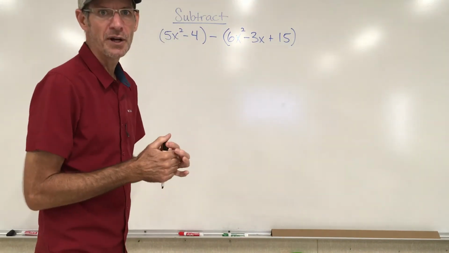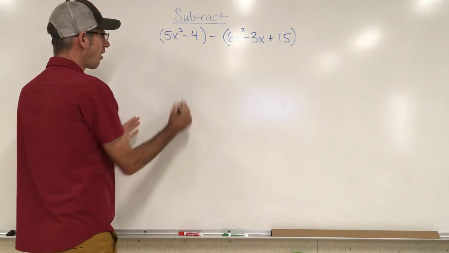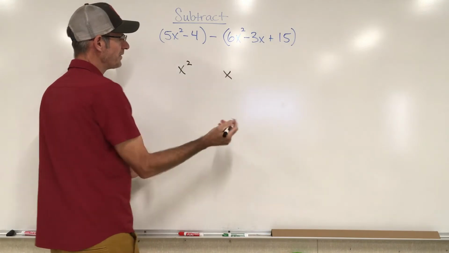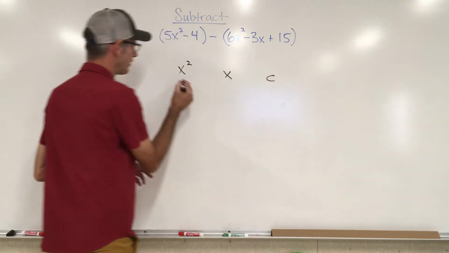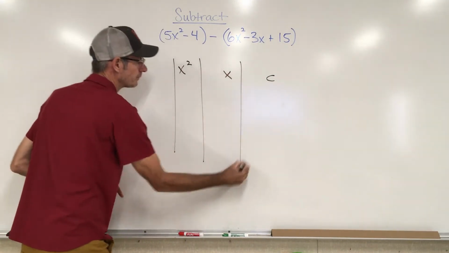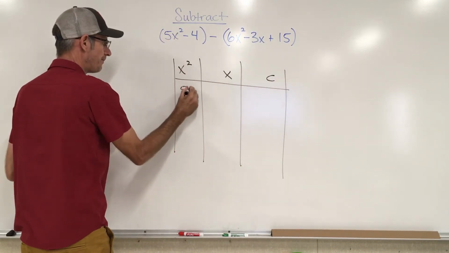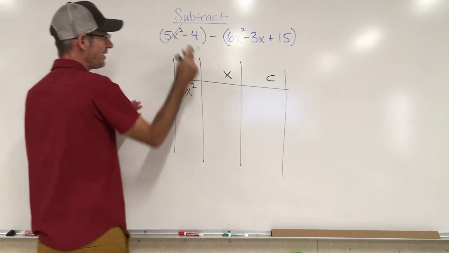All right, so here's what you need to do. You're going to make a column for all of your x squared terms, a column for all of your x terms, and a column for all of your constant terms. So I have a 5x squared. I have a negative 4.